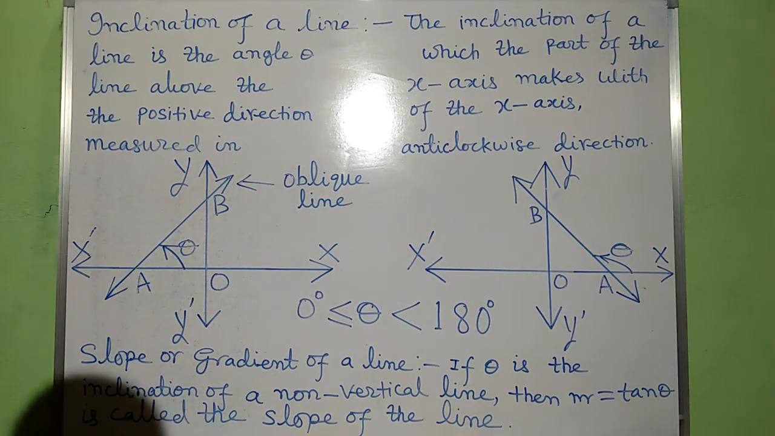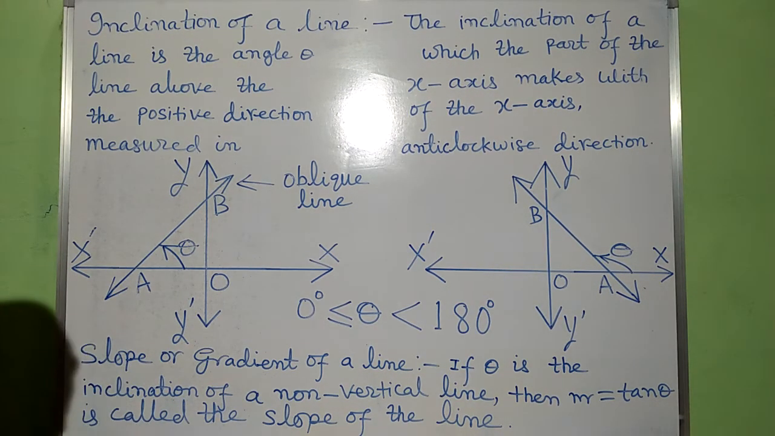Namaste everyone. Here I am going to explain about inclination of a line, slope or gradient of a line. First of all, define inclination of a line. The inclination of a line is the angle theta which the part of the line above the x-axis makes with the positive direction of the x-axis, measured in anticlockwise direction.